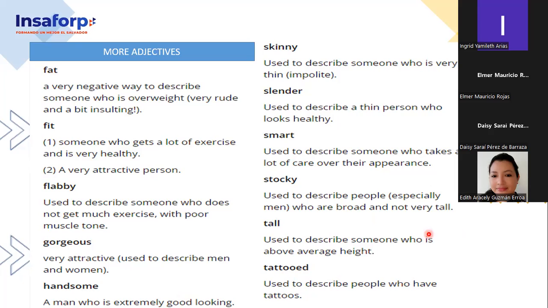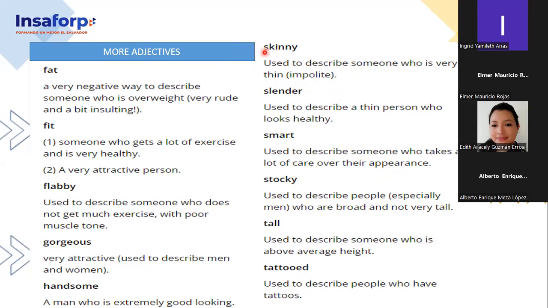That's what I'm trying to say. So, let's see, Daisy Sarai, help me with the next. Okay, it's skinny. Used to describe someone who is very thin, impolite. So when we say that, es que le digamos a alguien delgado, así como seco, skinny. So as it says, es una forma muy, no es educada para decirle a alguien, oh, so seco, you're very skinny. No. En vez de decirle seco, utilizamos otra palabra y podemos utilizar esta que es neutra, slender.